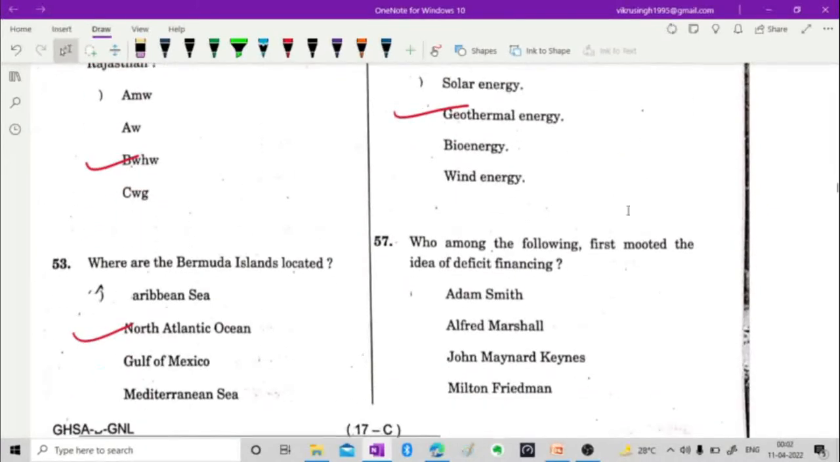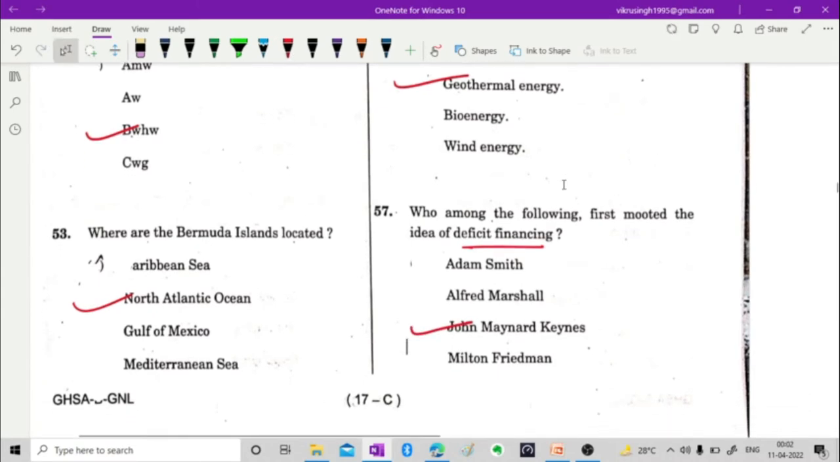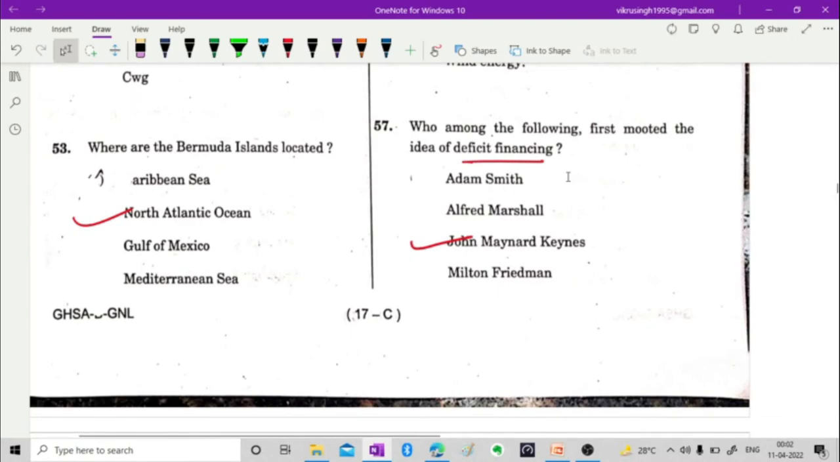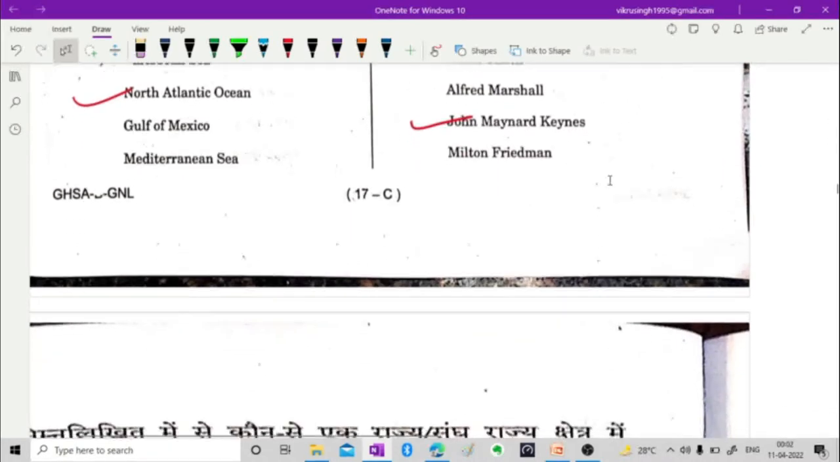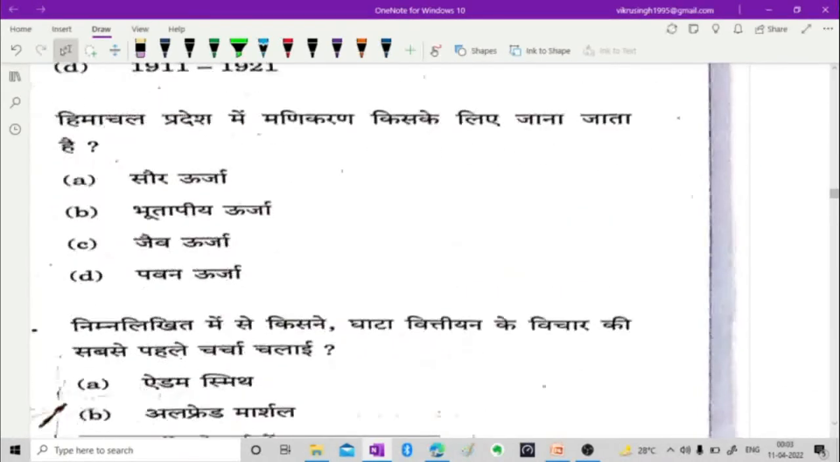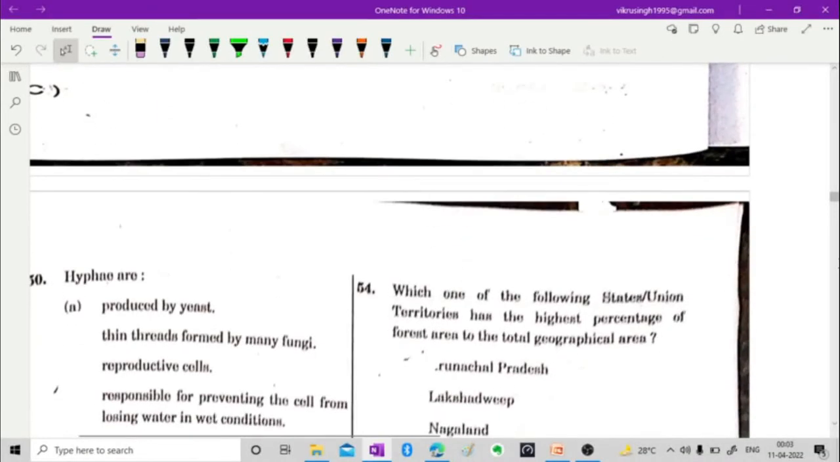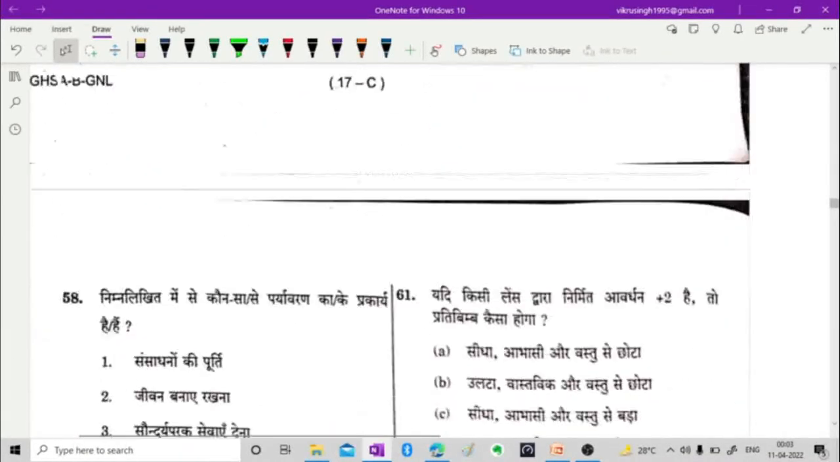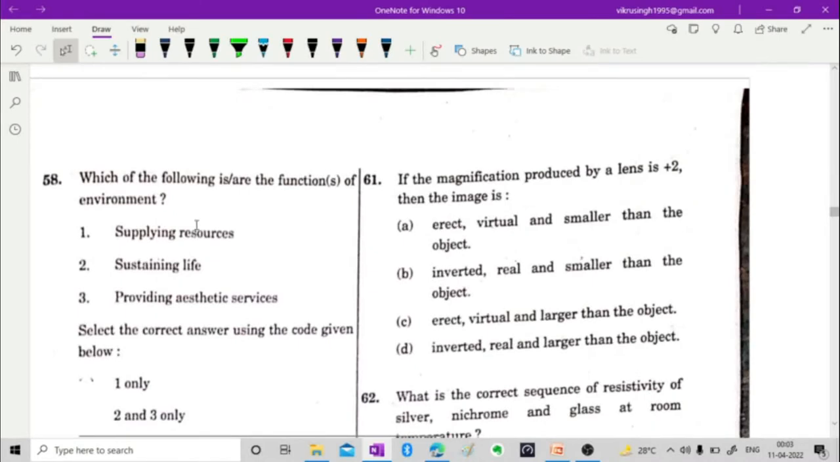Question number 57, who among the following propounded deficit financing? Who said that? It is very famous. In the first chapter of the economy book for class 11th, you will find John Keynes mentioned, in the Economic Development book of class 11th. So, this is the thing. Question number 57, we have solved.